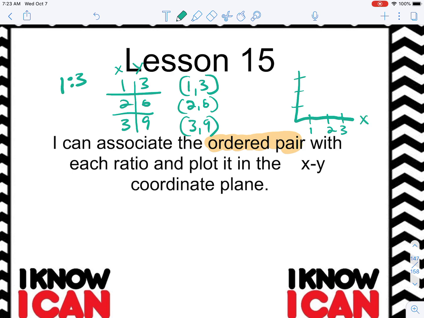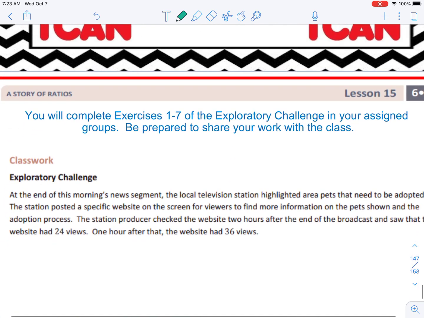Remember, the horizontal axis on the graph is the x-axis, the vertical up and down is the y-axis. Okay, I'm going to label my graph 3, 6, 9, and then I can plot these ordered pairs. Okay, each ordered pair represents a point on the graph. Go over to 1, up to 3, go over to 2, up to 6, go over to 3, up to 9. Okay, we're going to get into this a little more in depth, so please follow along.